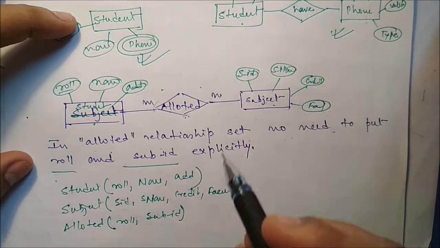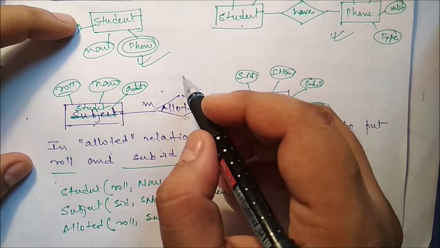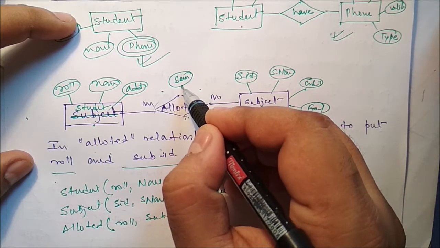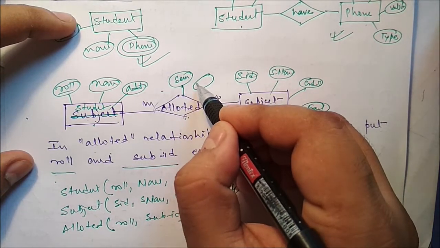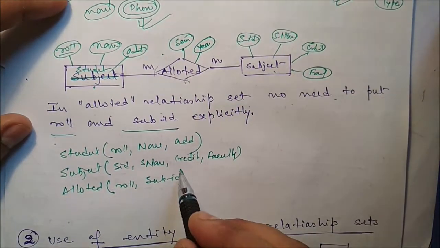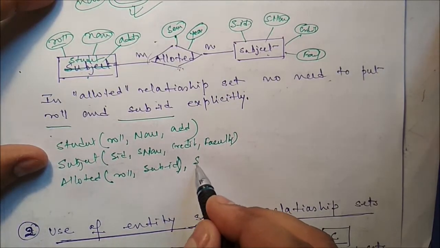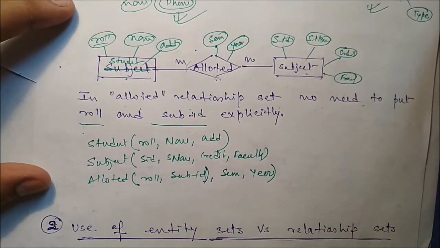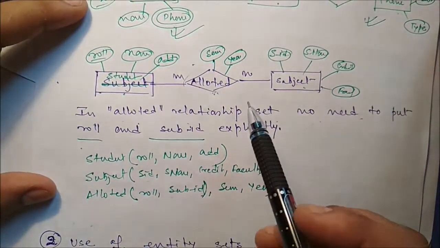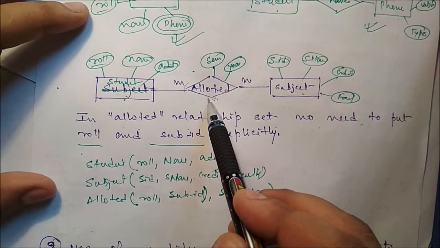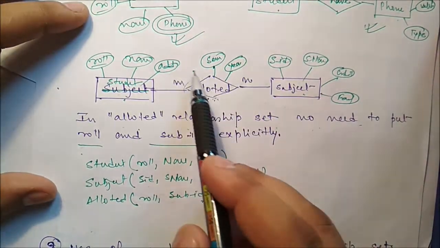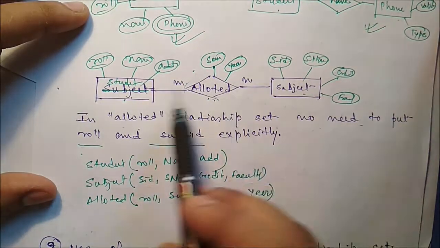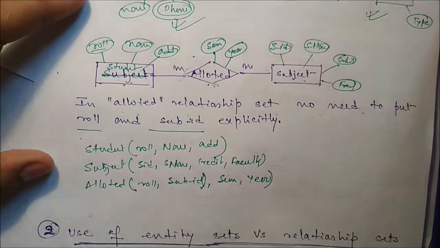But suppose here we need to add some descriptive properties, say semester, in which semester that particular subject was allotted, or the year of this particular allocation. So here explicitly we have to mention, that means semester as well as the year. Are you getting this one? So my main objective is to mention the relationship set. Here, if it is required, we should not mention the primary keys of both the entities, say roll number and the subject ID.